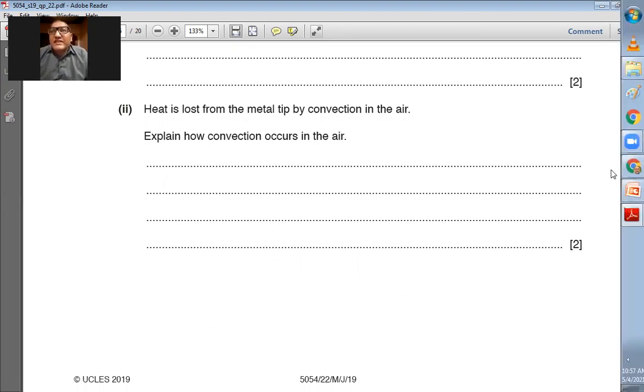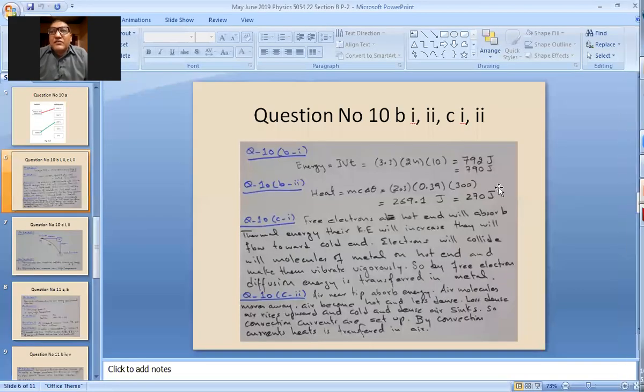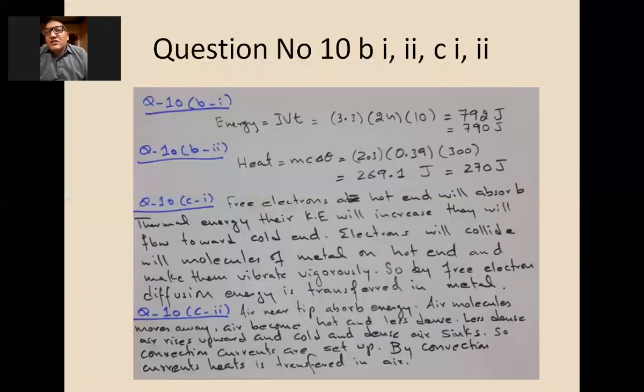Let me show you my written answer, and then we will see the marking scheme. Okay, so on your screen you can see air near the tip absorbs energy. Air molecules move away. Air becomes hot and less dense. Less dense air rises upward, and cold and dense air sinks. So convection currents are set up. By convection currents, heat is transferred in the air. So this is the answer which I wrote.